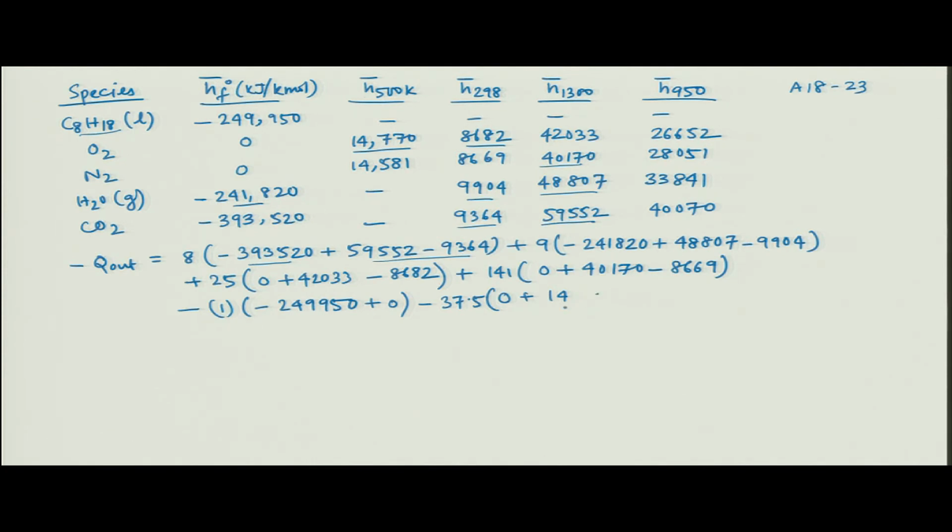So, 14,770 minus 8682. So, that is the sensible enthalpy of oxygen. For nitrogen, there is 141 moles of nitrogen. So, enthalpy of formation of nitrogen is 0, and absolute sensible enthalpy will be the difference between these two.